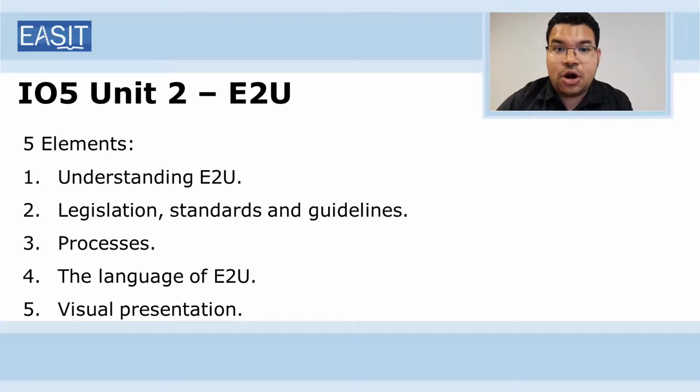IO5 Unit 2 has overall 5 elements. Each of these elements covers different aspects of ETU. The first element of this unit is understanding ETU. Here we start with an introduction into the field of easy to understand language. In the next elements, we go more into detail. The second element would be legislation, standards, and guidelines. Then we talk about processes. The fourth element is the language of ETU. And finally, we have the element visual presentation. Let's look into each one of these 5 elements.